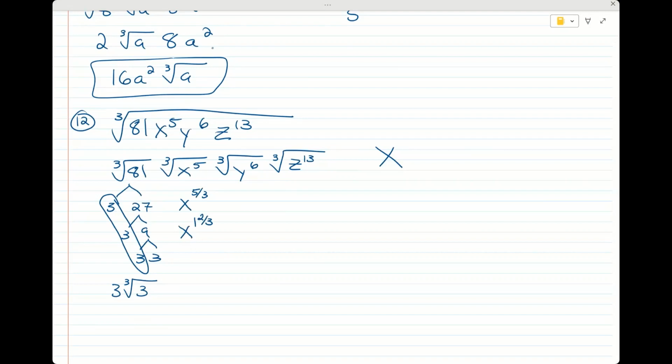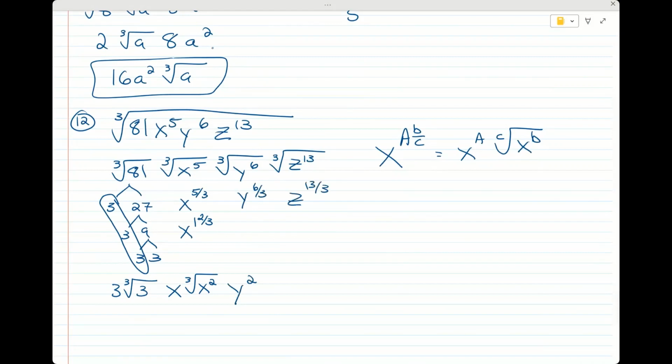So when you have a mixed fraction like this, what we could do is write it as x to the a power and then the c root of x to the b. So we talked about where we put those numbers. So this just turns into x to the first times the cubed root of x squared. And we have y to the 6 over 3, which is just y squared. And then we have 13 over 3, which as a mixed fraction is 4 1/3. So we get z to the 4th times the cubed root of z to the 1st.